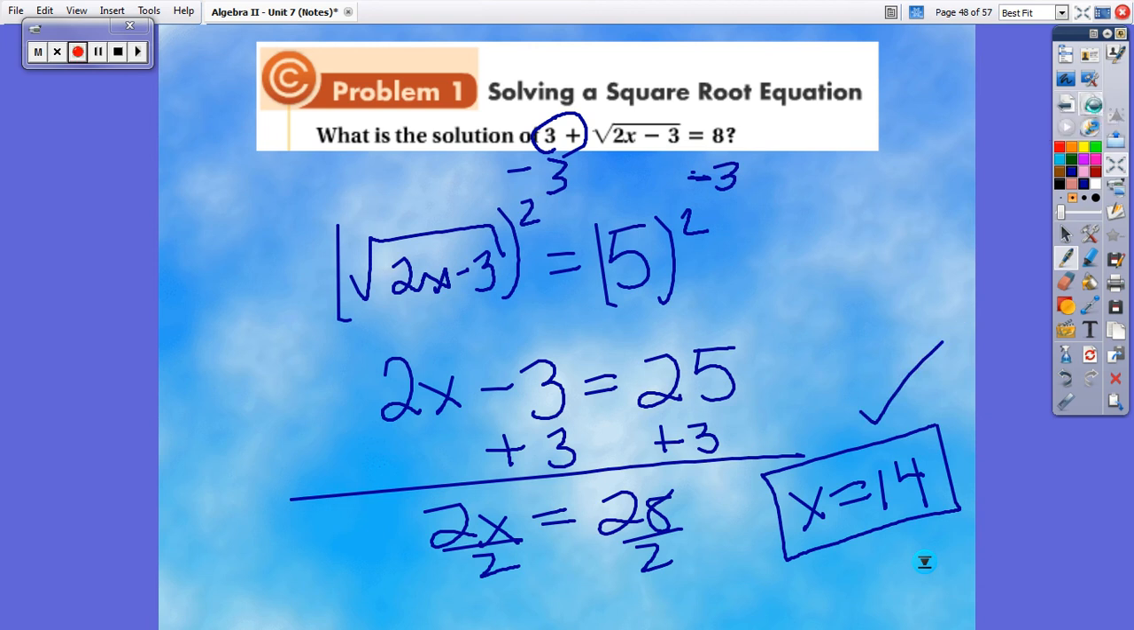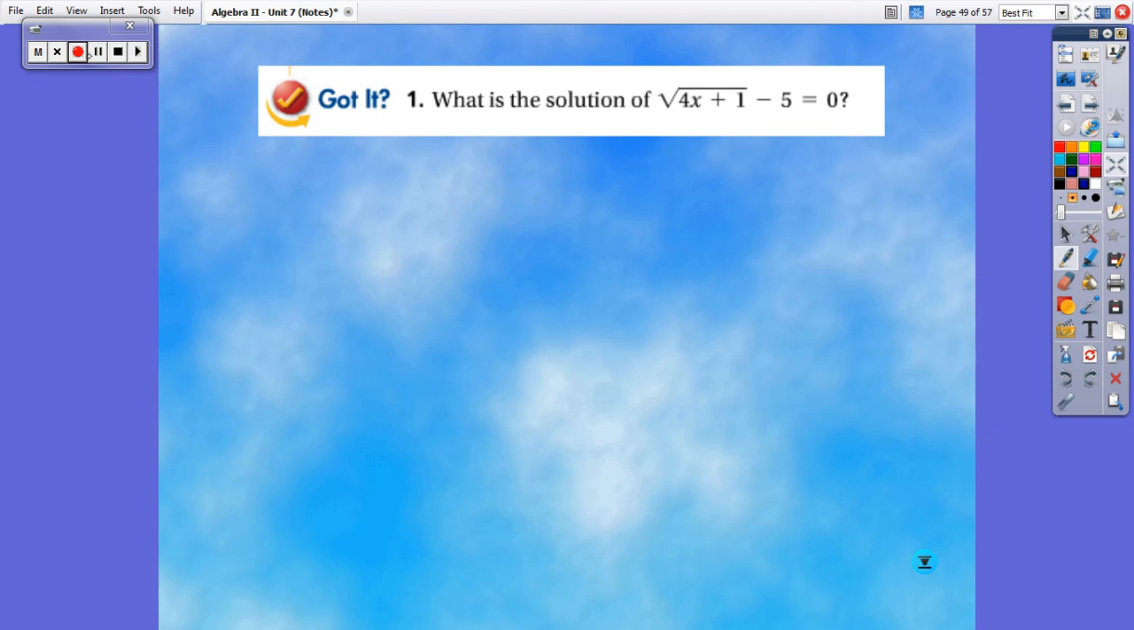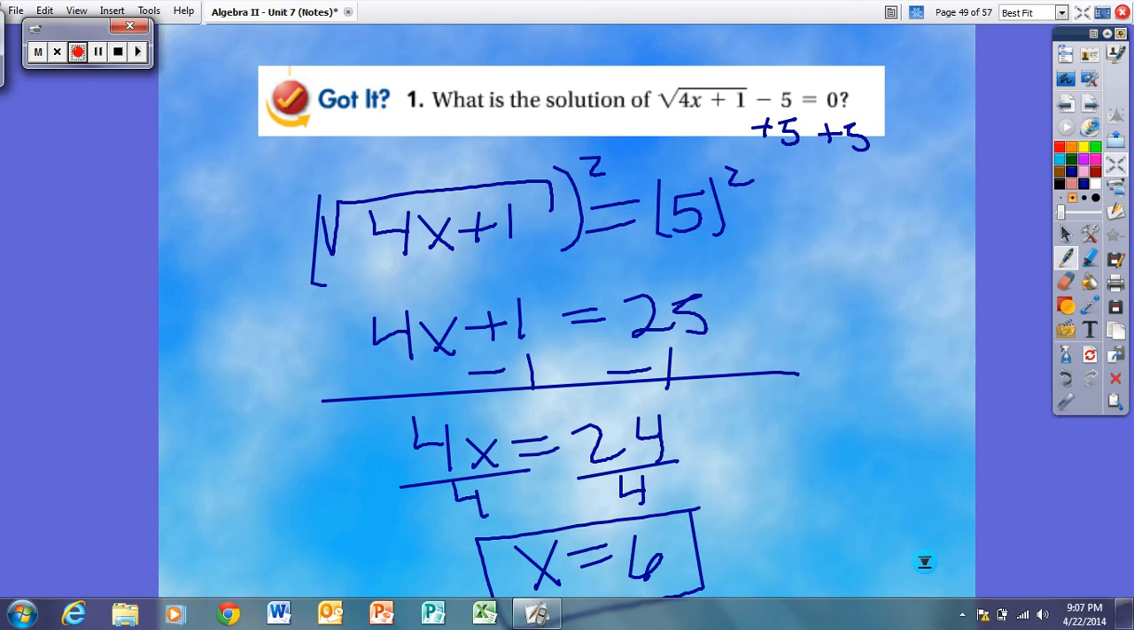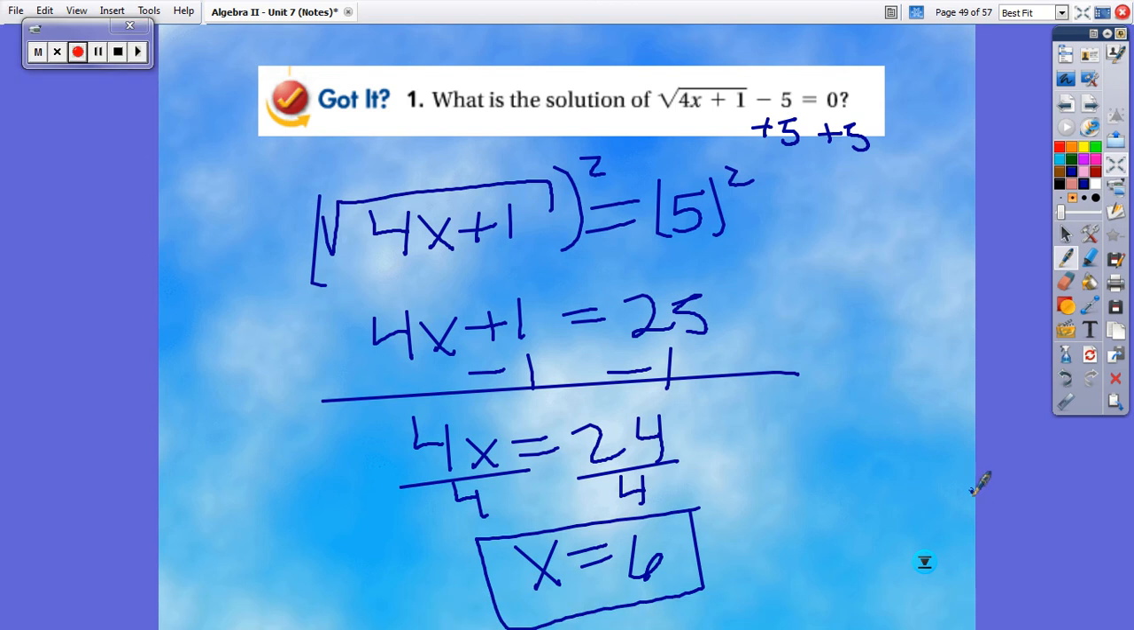Pause the video here and try this problem. And there's your answer for that question. You can quickly go back and check and make sure that it works. 4 times 6 is 24, plus 1 is 25. Square root of 25 is 5, minus 5 is 0. So that is the correct answer.